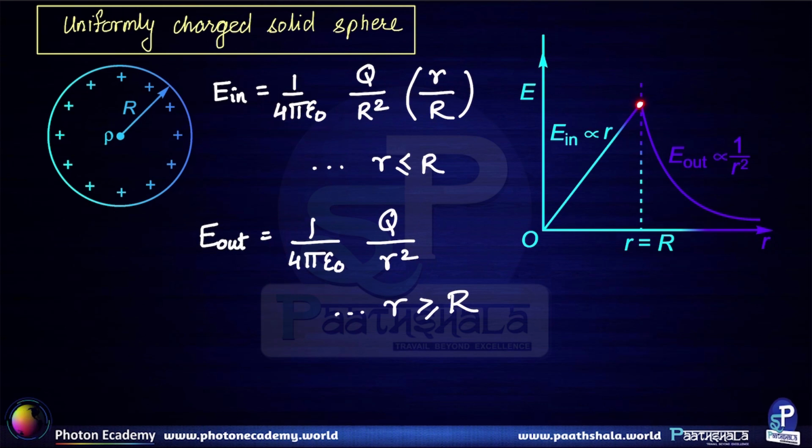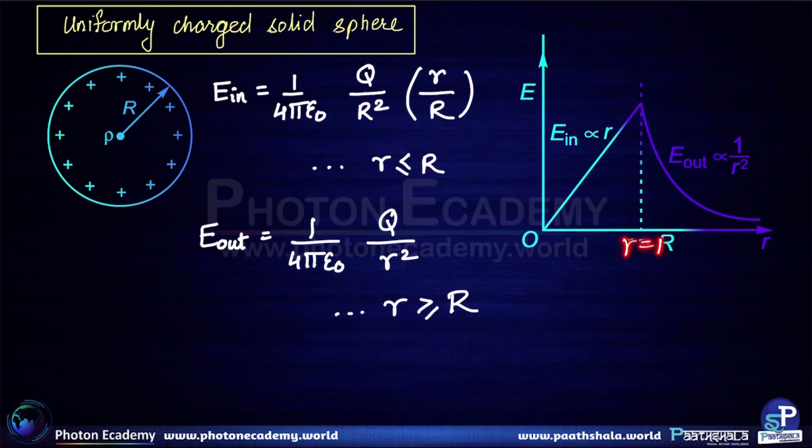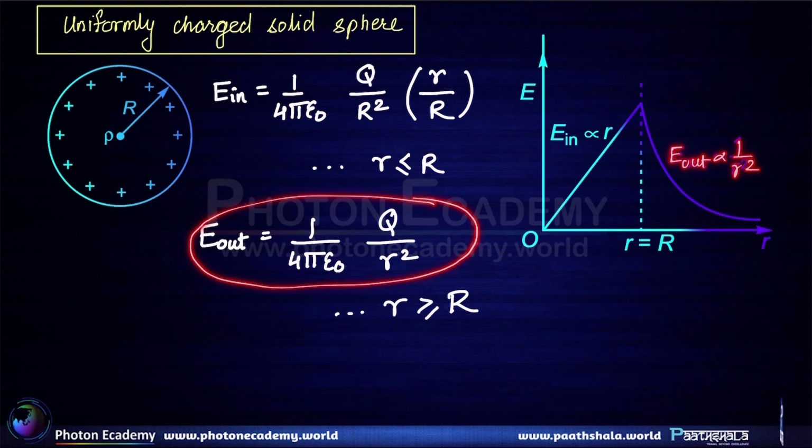So there is no discontinuity over here. At the surface, at small r equal to capital R, the expressions of the electric field inside as well as outside are matching. We can then see that for outside points, the electric field E out is simply going to be proportional to 1 upon r square, as per this expression that we have mentioned over here.